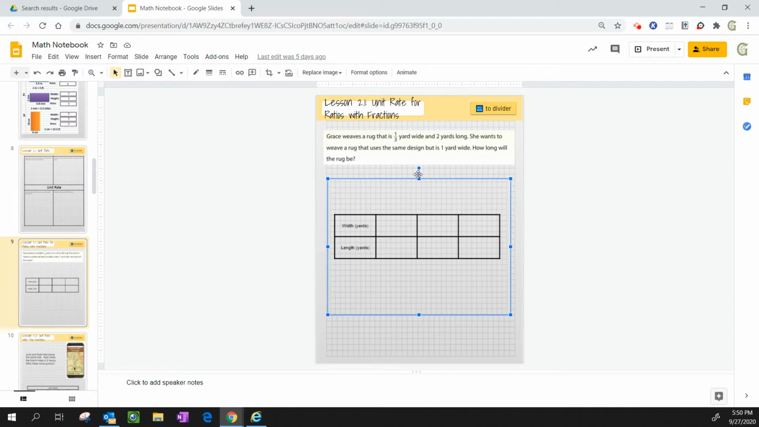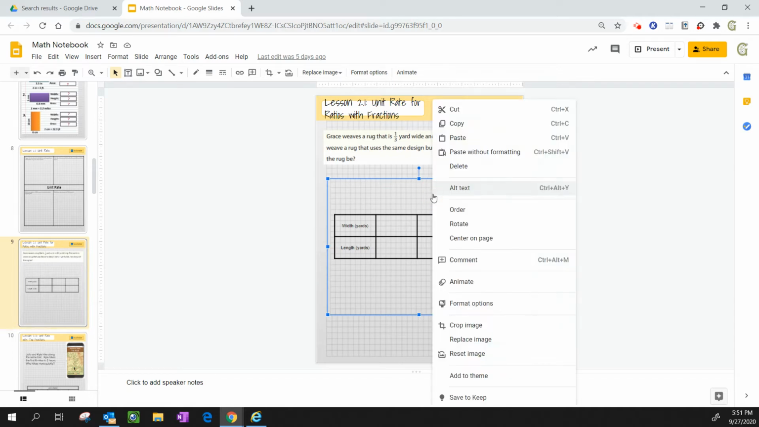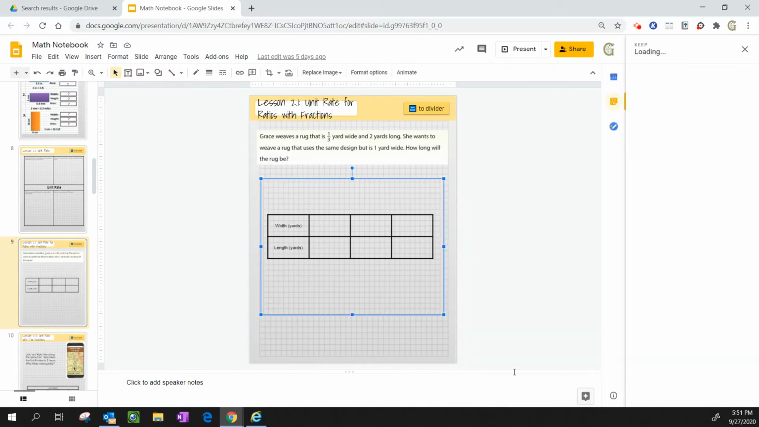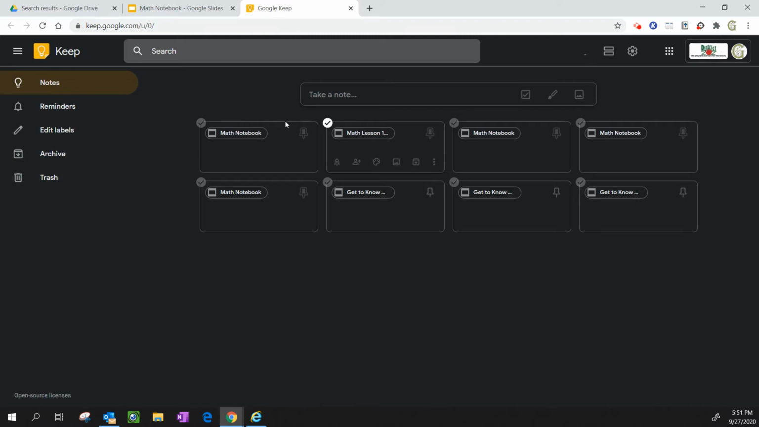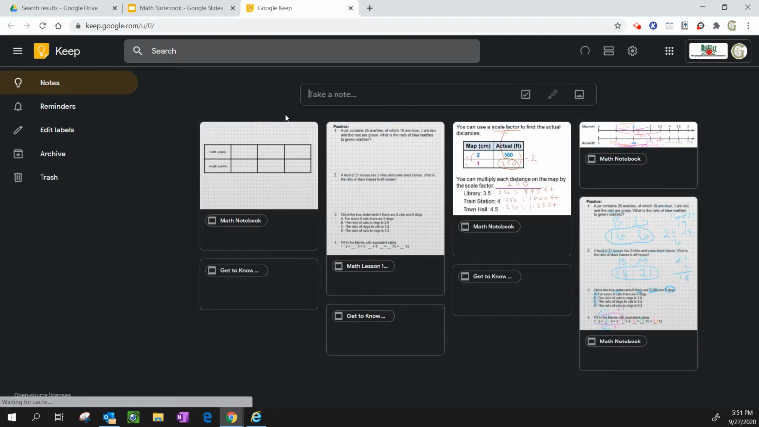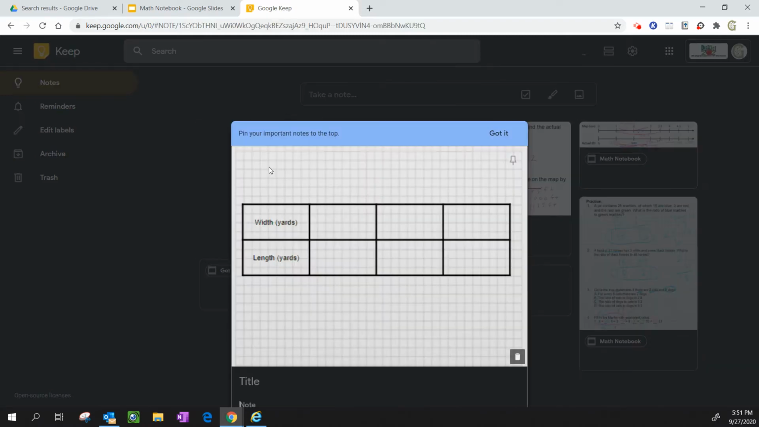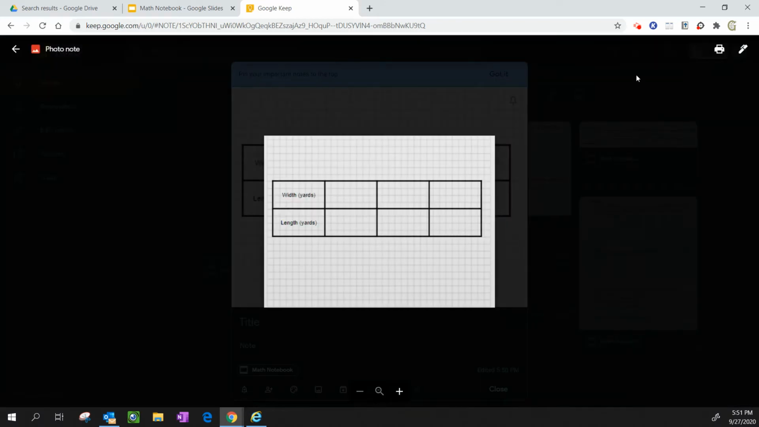Okay, so again, to write on here, I right click, save to keep, open a new tab, and click this picture twice so you get the little pen.